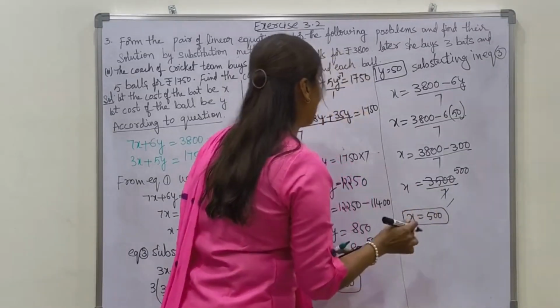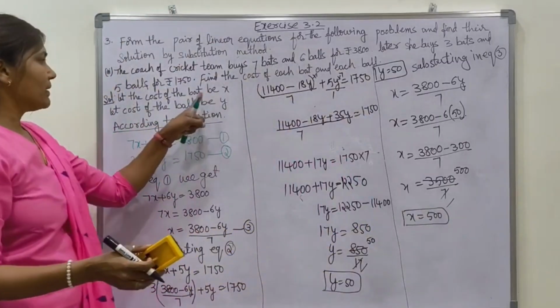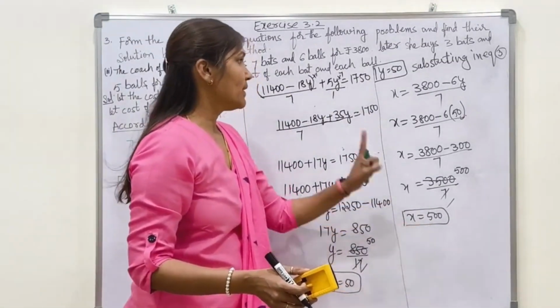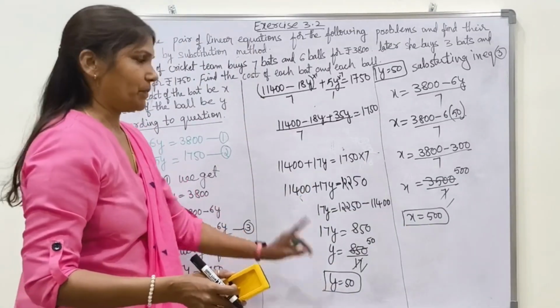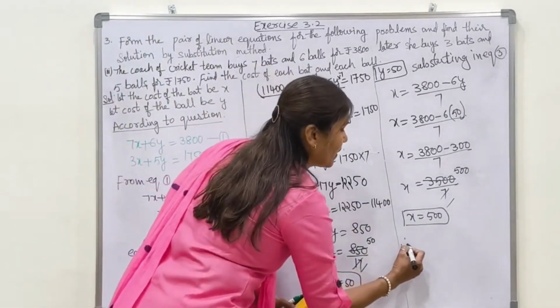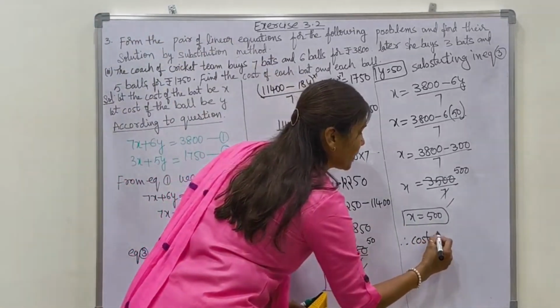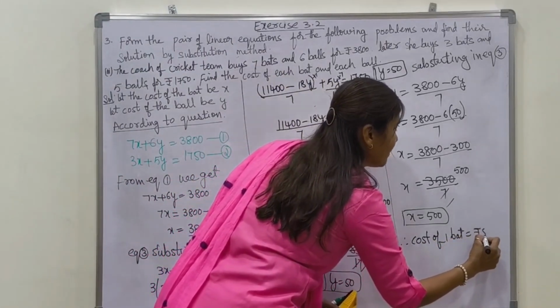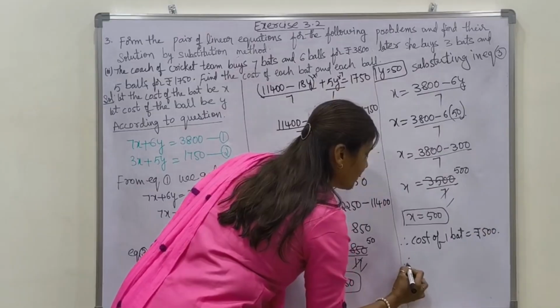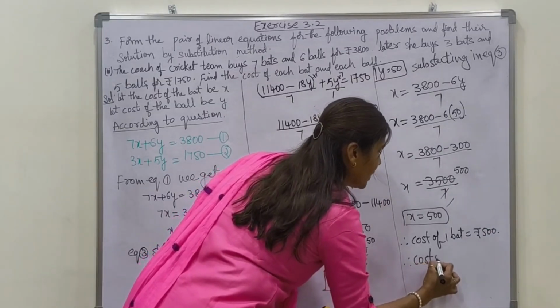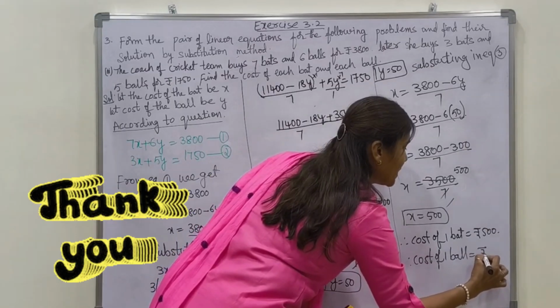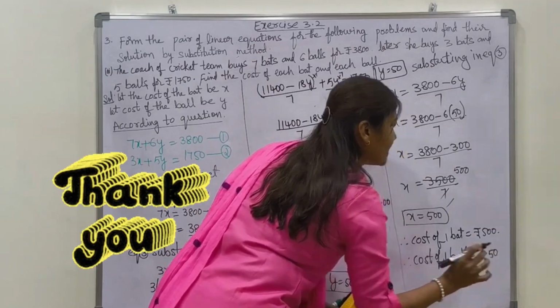X means bat. Y means ball. Cost of one bat is 500 rupees. Cost of one ball is 50 rupees. You can write: therefore, cost of one bat is equal to how many rupees? Rupees 500. Cost of one ball is equal to how many rupees? Rupees 50. This is the answer.